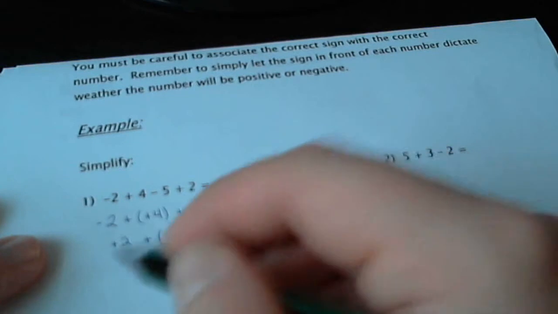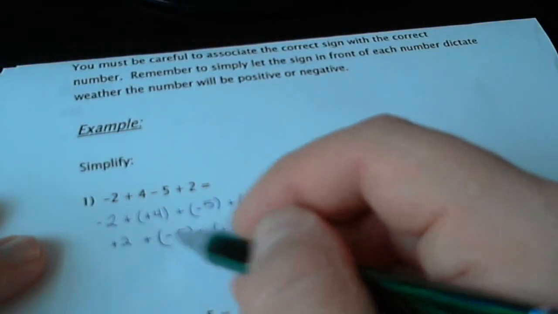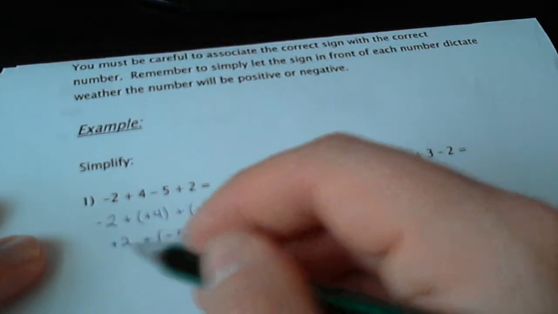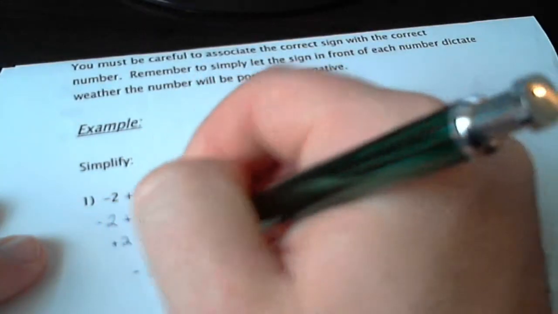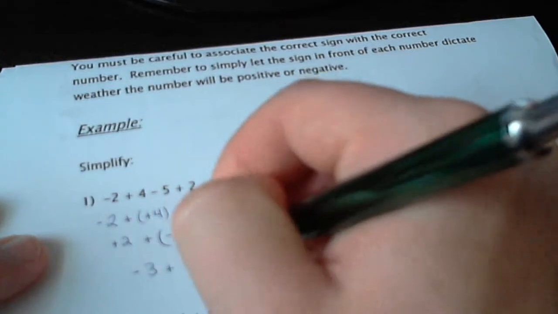Okay, these signs do not match, so this is subtraction. 5 minus 2 is 3, and the bigger number had a negative. So this is negative 3 from these two guys, plus a positive 2.